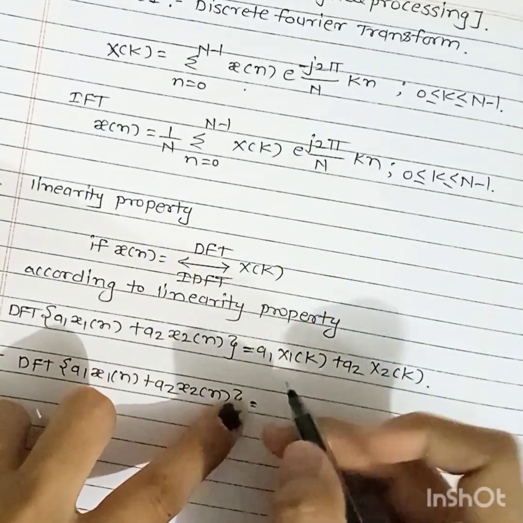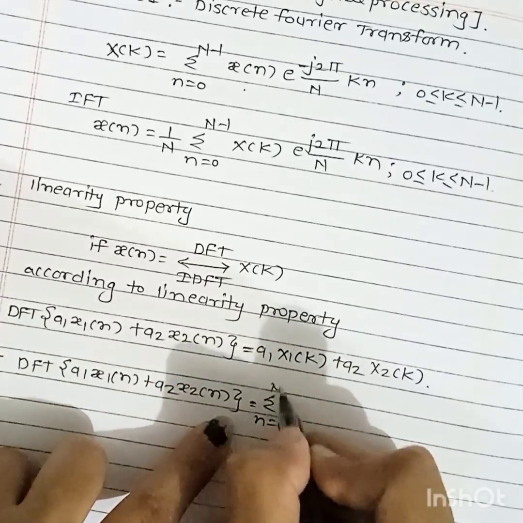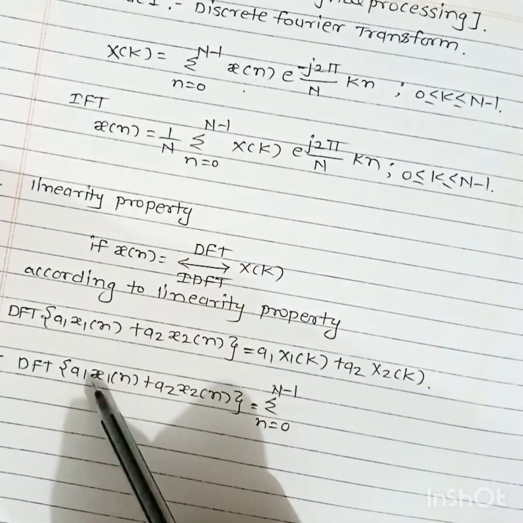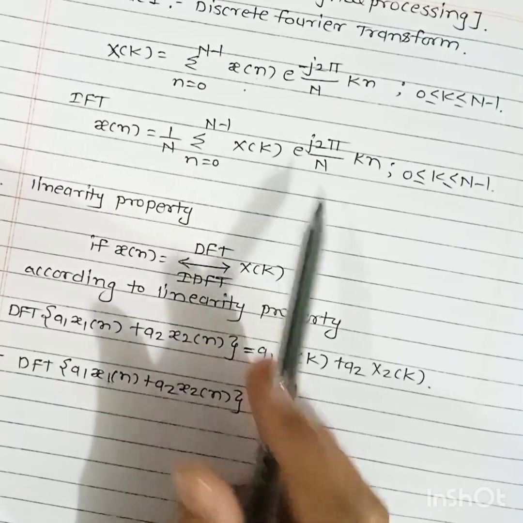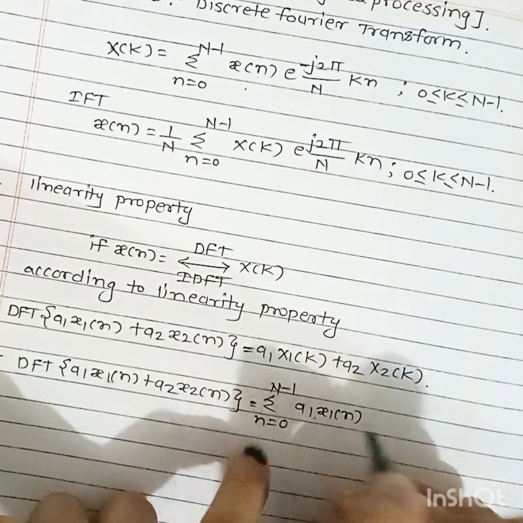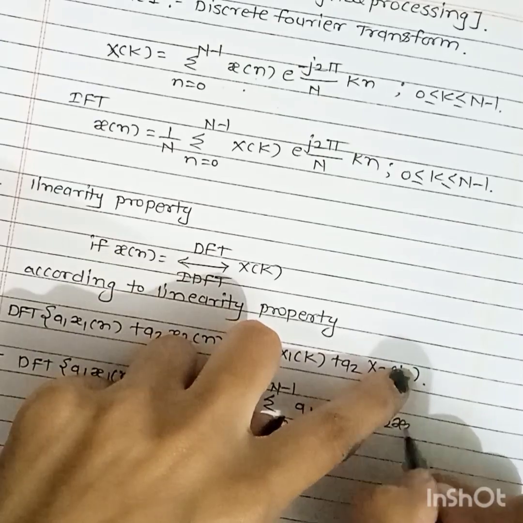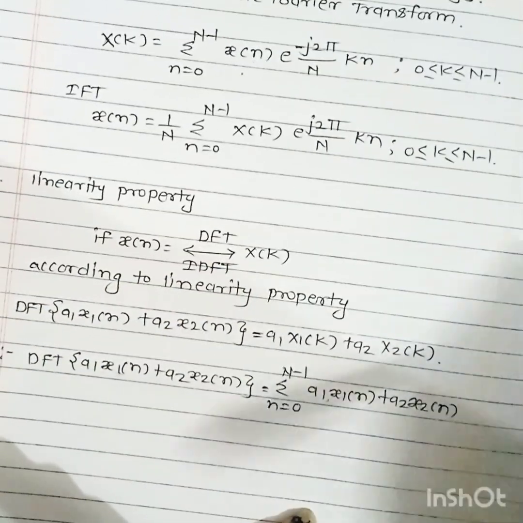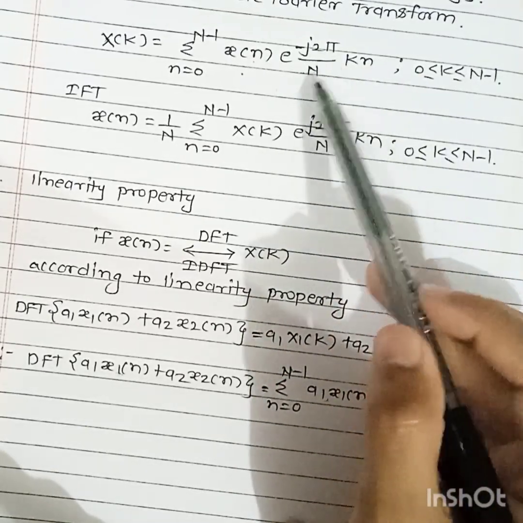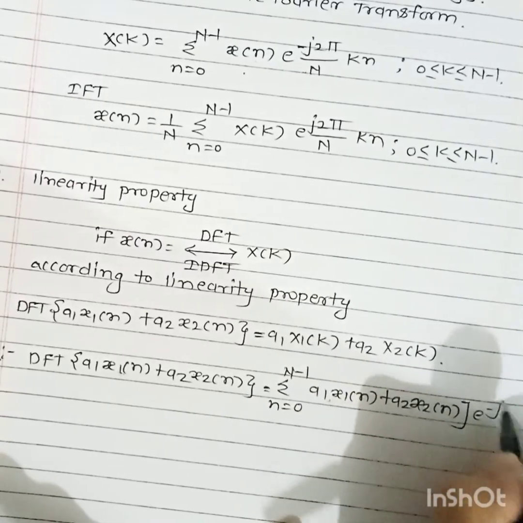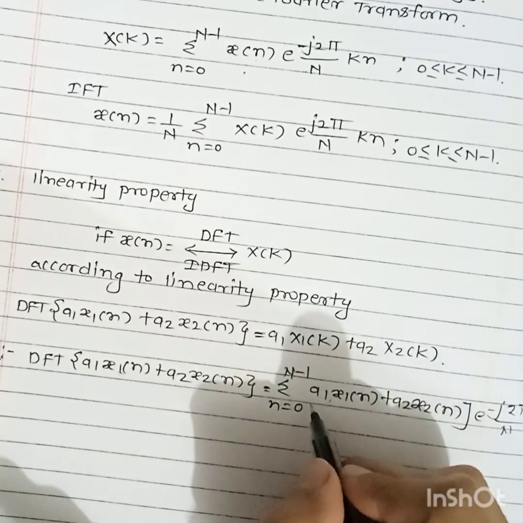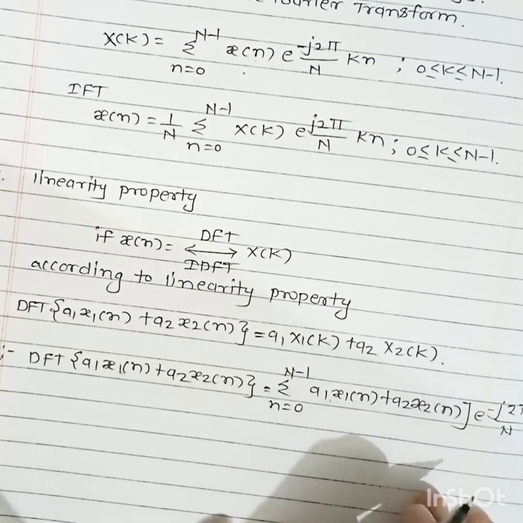So, summation n is equal to 0 to N minus 1. In the place of x of n, meaning the input, and our input is this itself, so we will put this one: a1 into x1 of n plus a2 into x2 of n, into the remaining part e power minus j 2 pi by N into kn. Okay, we have substituted the input in the formula.